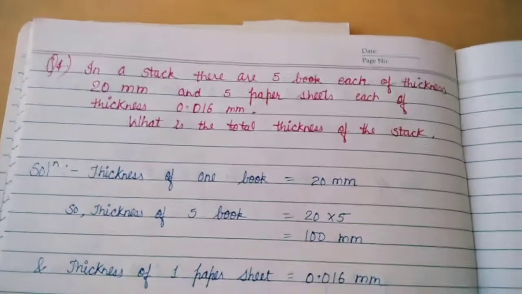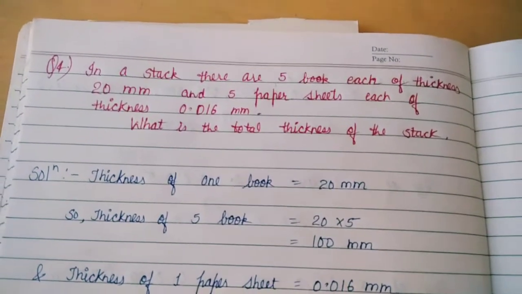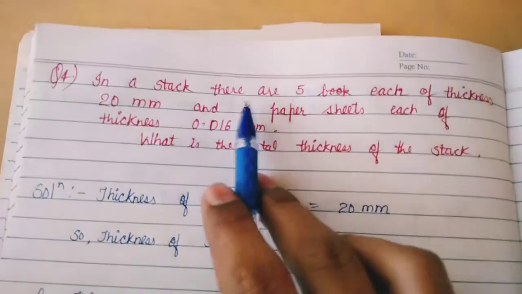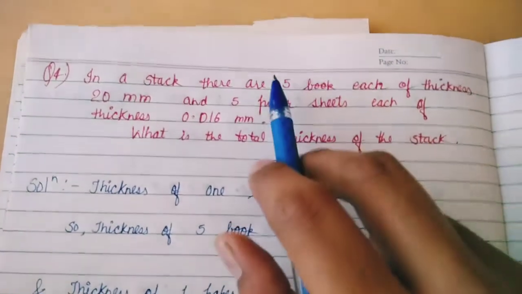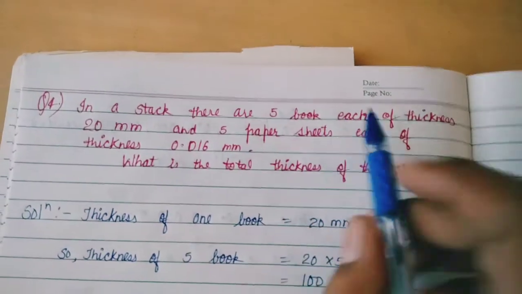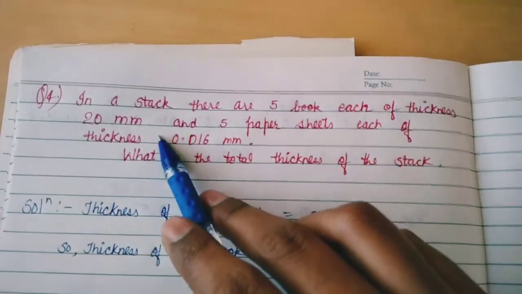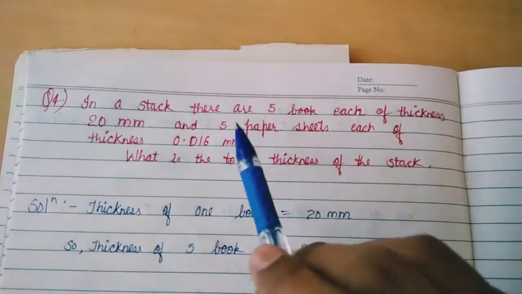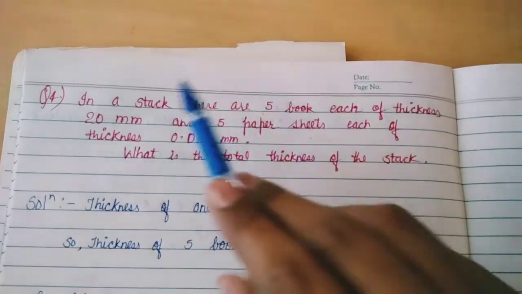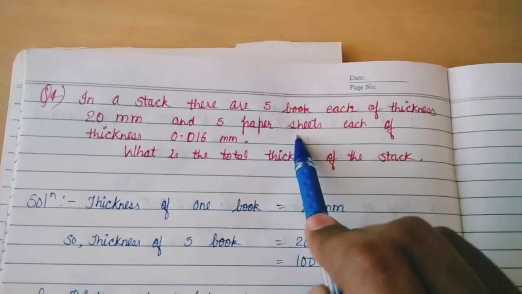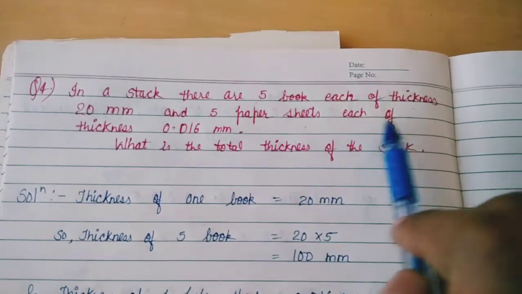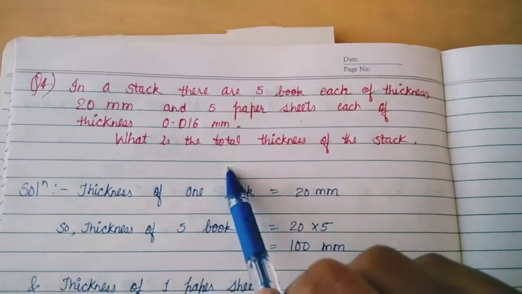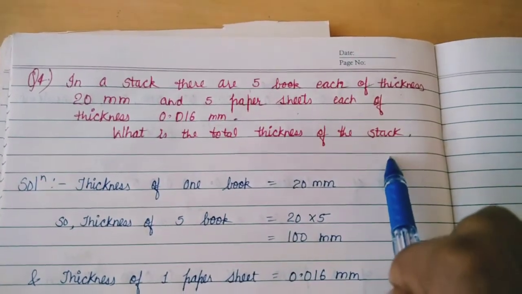Now the last question of the chapter, which is question number 4. In a stack, stack means a bunch, there are 5 books, each of thickness 20 millimeter. Each book has a thickness of 20 millimeter, and there are 5 paper sheets in the stack, each of thickness 0.016 millimeter. What is the total thickness of the stack?